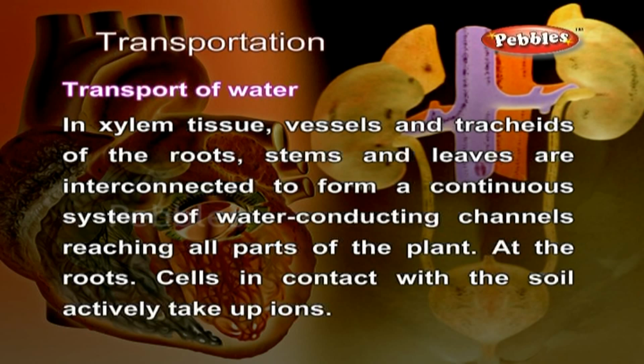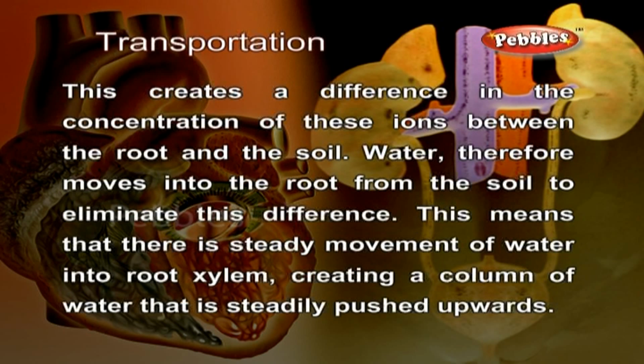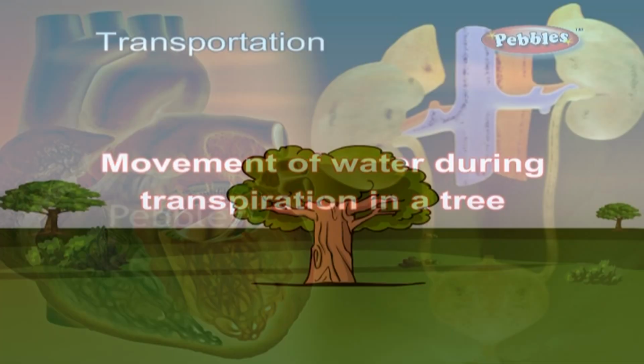Transport of water. In xylem tissue, vessels and tracheids of the roots, stems and leaves are interconnected to form a continuous system of water-conducting channels reaching all parts of the plant. At the roots, cells in contact with the soil actively take up ions. This creates a difference in the concentration of these ions between the root and the soil. Water therefore moves into the root from the soil to eliminate this difference. This means that there is steady movement of water into root xylem, creating a column of water that is steadily pushed upwards.